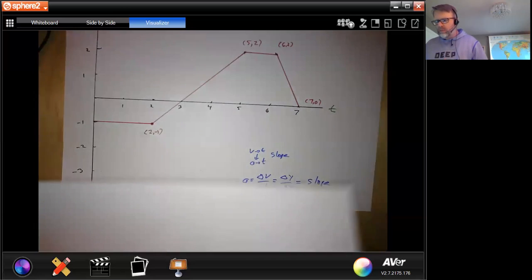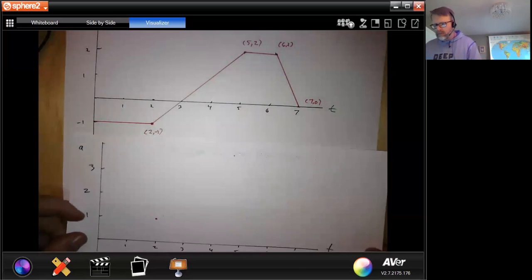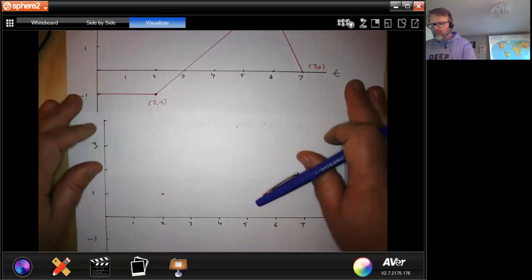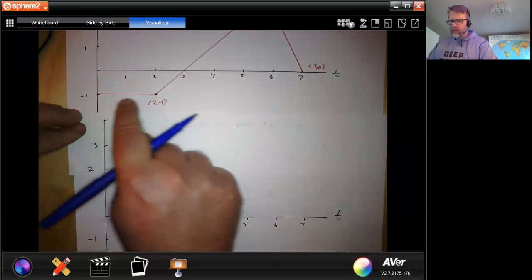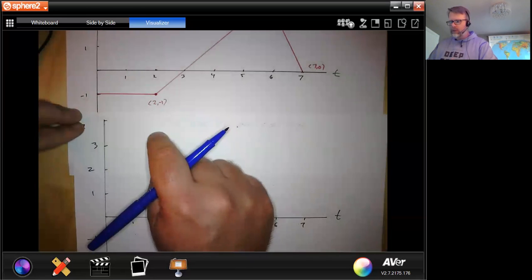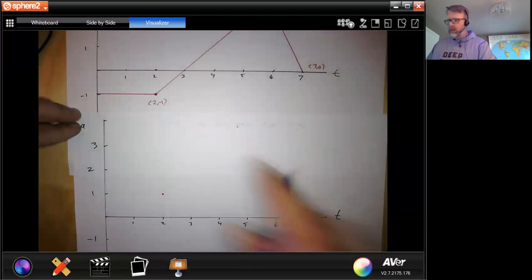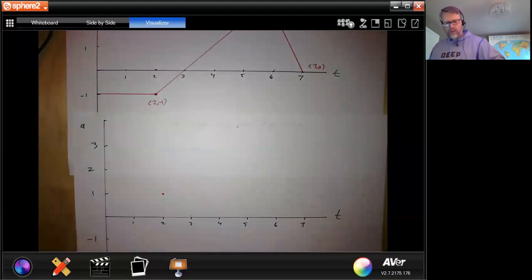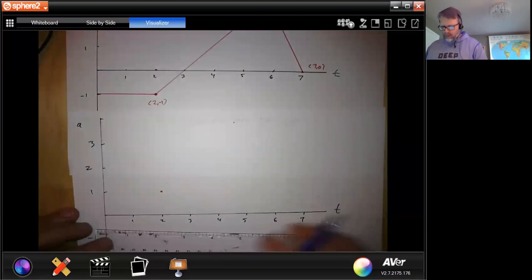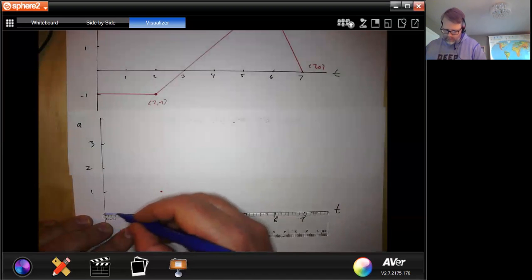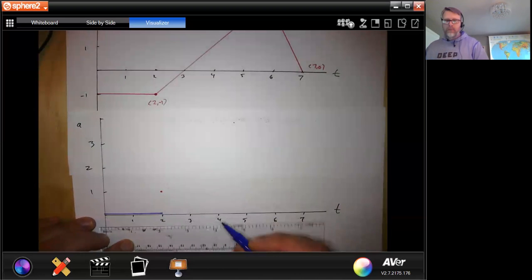Okay, so assuming that you have now tried this, we're going to go through and show our answer here. All right, so what is the slope for the first 2 seconds? Well, the slope is 0. There's no rise over run. So as we look at this here, the slope is 0 for the first 2 seconds.